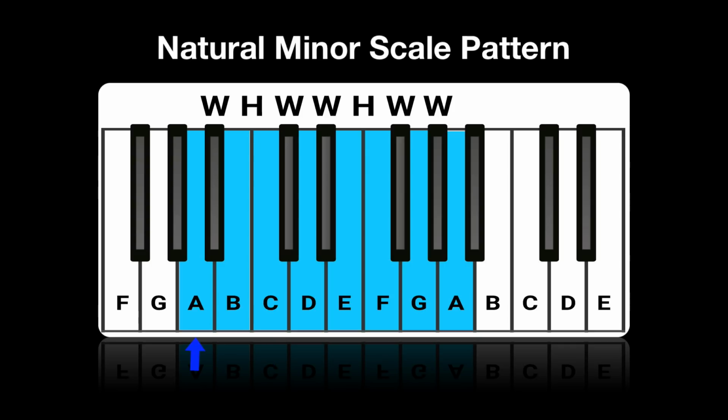So we start with A, we go a whole step to B, a half step takes us to C, a whole step takes us up to D, another whole step takes us to E, a half step takes us to F, a whole step takes us to G, another whole step takes us right back to A. Now we've got ourselves a natural minor scale. We know what it is and how to create one. Let's jump into Ableton and start building out extensions.